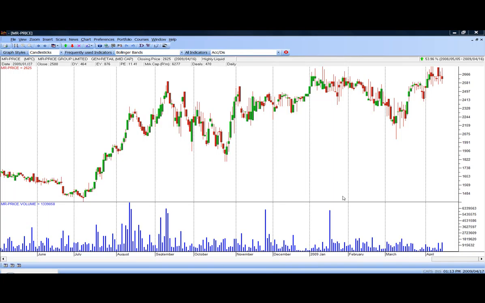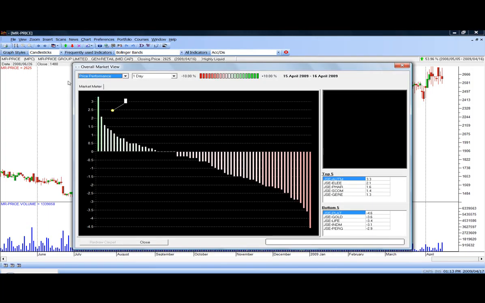A very unique feature of this program is found under our Scans program, and if you click on Scans, you select Overall Market View. Now Overall Market View gives you a very quick view of how the entire market has moved. And you can look at this on a day-to-day basis, like on the top it says 1 day, or you can look at it on a weekly basis, monthly basis, or you can go back as far as 5 years. But let me first explain to you what you can see on the graph.